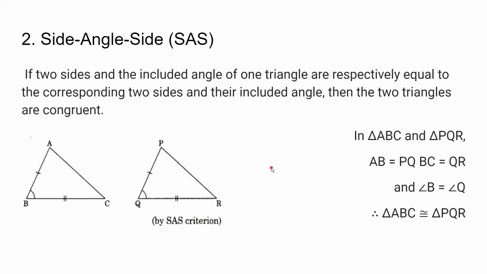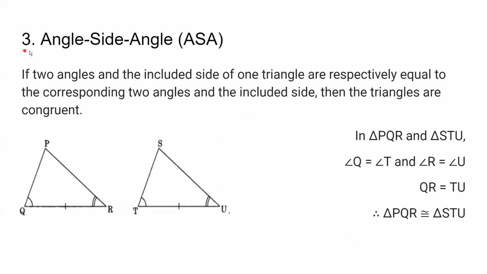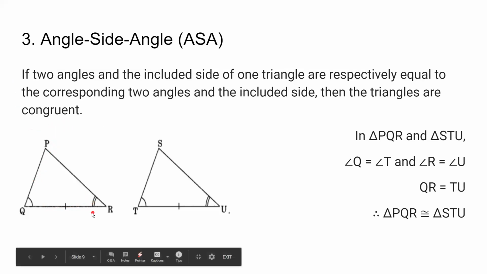Next, the third one, that is angle, side, angle. Angle, side, angle, short form is ASA. Now if two angles and the included side of one triangle are respectively equal to the corresponding two angles and included side of the other triangle, then the triangles are congruent. We know that one triangle consists of three angles.